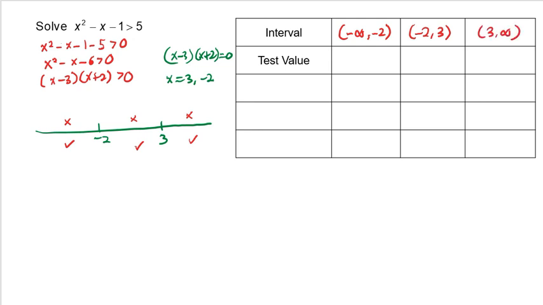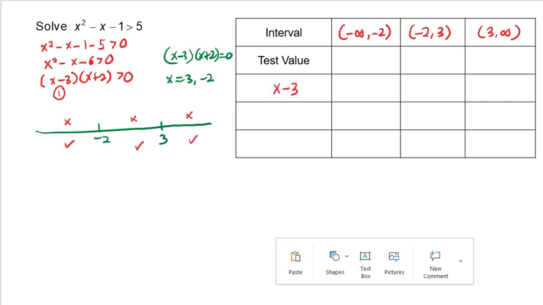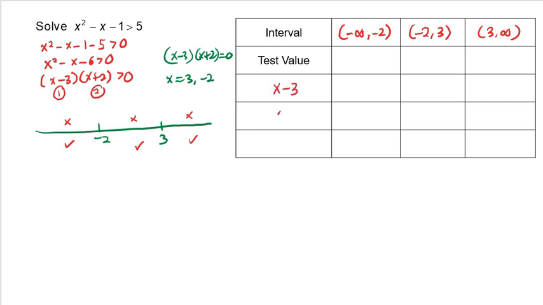Now we are going to fill up the part where we have the factors. The first one is the factor x minus 3, and the second one is x plus 2. The last part is the multiplication between x minus 3 and x plus 2.